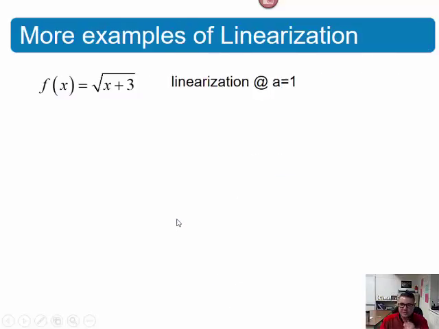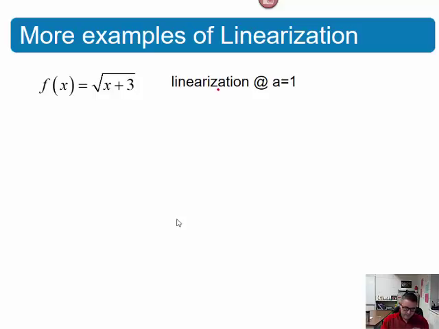So I have one here. Now this is pretend where I go to the board, and let's try this one. I give you the function, the square root of x plus 3. I'm trying to get this to work here, so be patient with me. Let's see if this works. There we go. Let's change the ink color though.